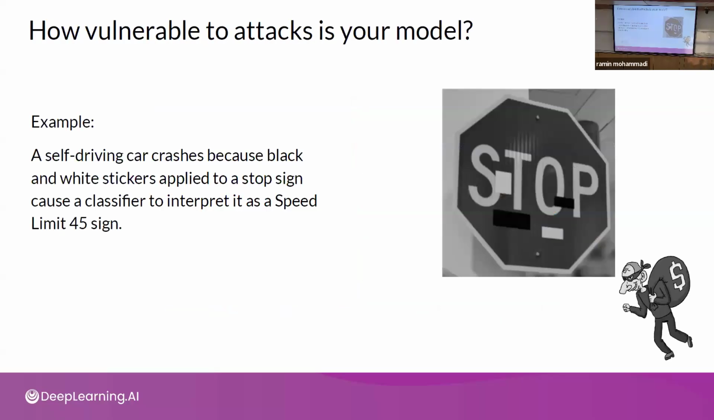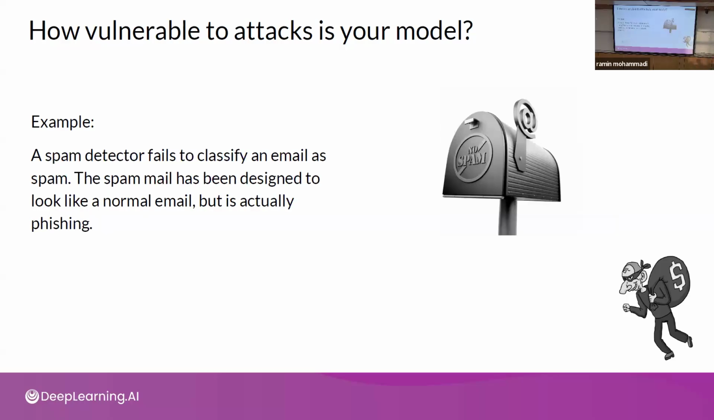This is another example. If you add stickers like this for a self-driving car, the car will read this stop sign as a 45 speed limit sign. So you can see how it can be fooled. And of course, there's spam detection every day. Spammers change their techniques of sending email because they want to fool those models. That's why companies like Google change their spam model a couple of times a day or once a day.